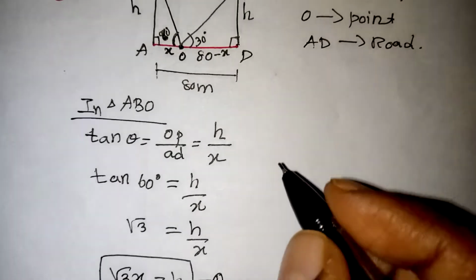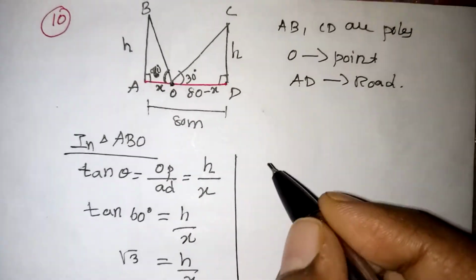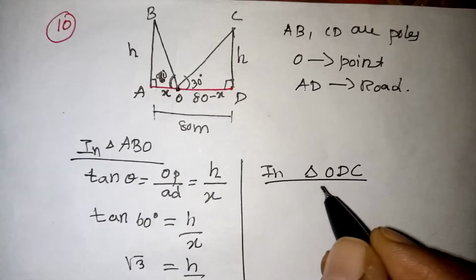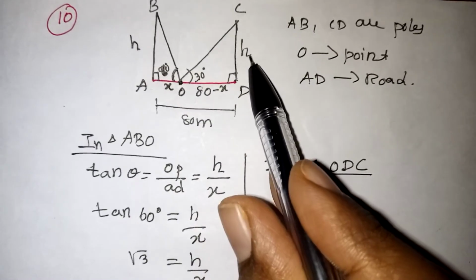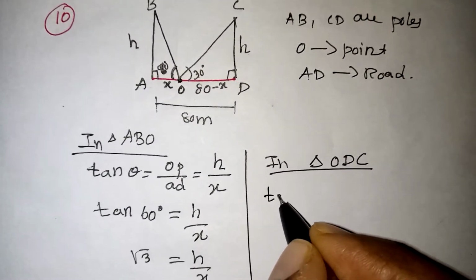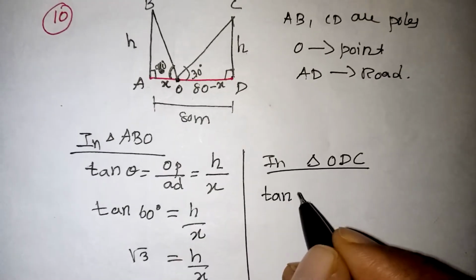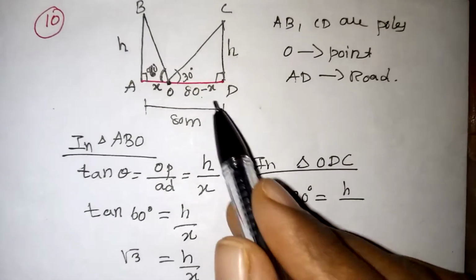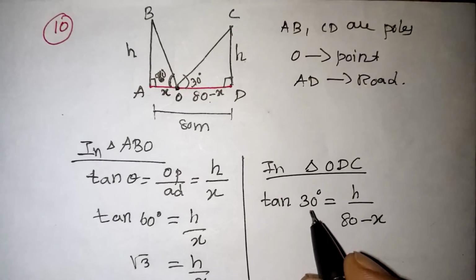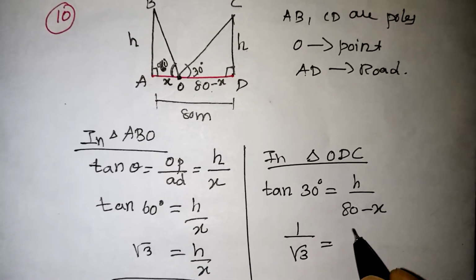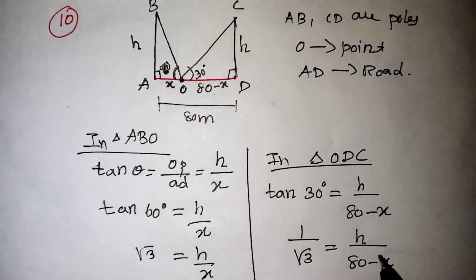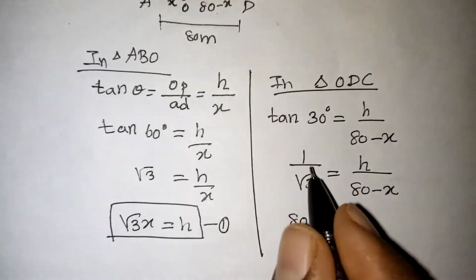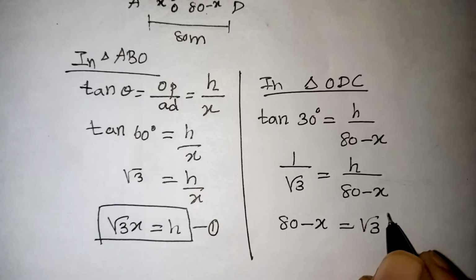So let's go to the second triangle. From the diagram, this is our second triangle, triangle ODC. In this triangle ODC, we have an angle of 30 degree here. They are talking about opposite and adjacent again. So tan theta is equal to opposite by adjacent. Here tan 30 degree is equal to opposite side h by adjacent side 80 minus x. Tan 30 value is 1 by root 3, which is equal to h by 80 minus x. Now do the cross multiplication. 80 minus x into 1 is 80 minus x, which is equal to root 3 into h.